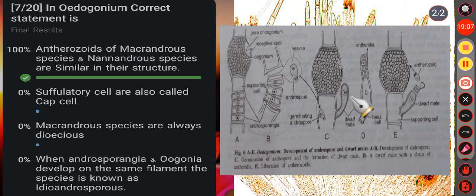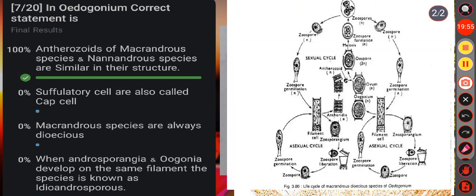Then it germinates to form a dwarf male, right? The dwarf male has a basal holdfast and one or more antheridia, right? So in nanandrous species, antheridia are not directly developed from the filament. Again, the nucleus of each antheridium divides to form two antherozoids, which are similar in structure to those produced by macrandrous species. Okay, so here option A is the correct statement. That is, antherozoids of the macrandrous species and nanandrous species are similar in their structure.